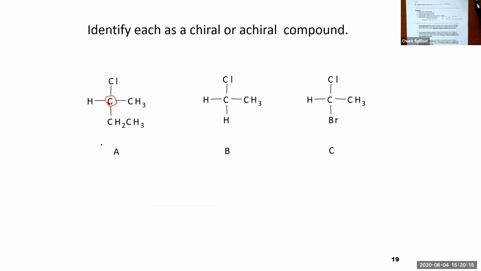How about B? We have a carbon that is tetrahedral. Are all 4 ligands different? The answer is no. We have 2 hydrogens. How about the last one? We have a carbon in the middle, and all 4 ligands are different, so it looks like that can be chiral too. A is chiral, so it has a mirror image isomer, an enantiomer. B is achiral. If it's not chiral, it's called achiral.